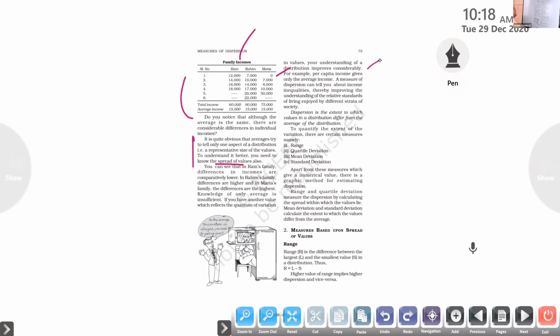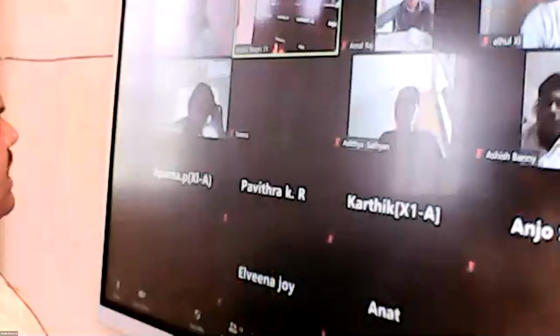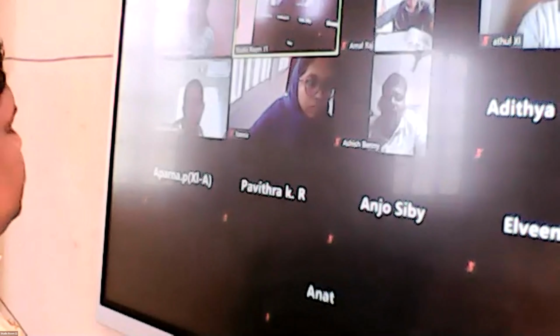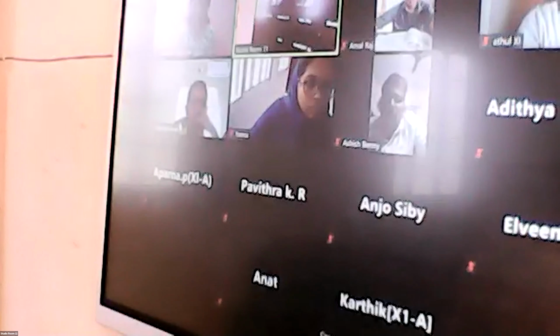For example, per capita income. What is per capita income? Total income of a country, that is national income, divided by the population. National income divided by the population, that's what per capita income is.